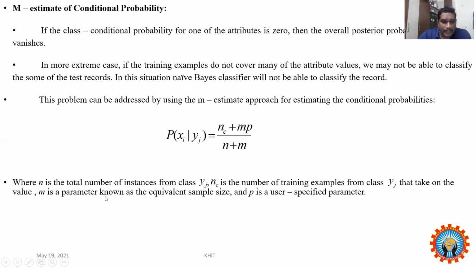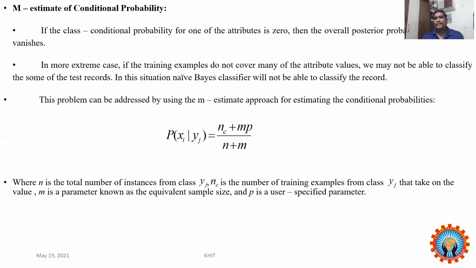m is a parameter known as the equivalent sample size, and p is a user-specified parameter. These two are independent of each other. The user has to give the parameter p. M, the equivalent sample size, is based upon the data you are given in a particular relation. Based on the user-specified parameter, you calculate the equivalent sample size.